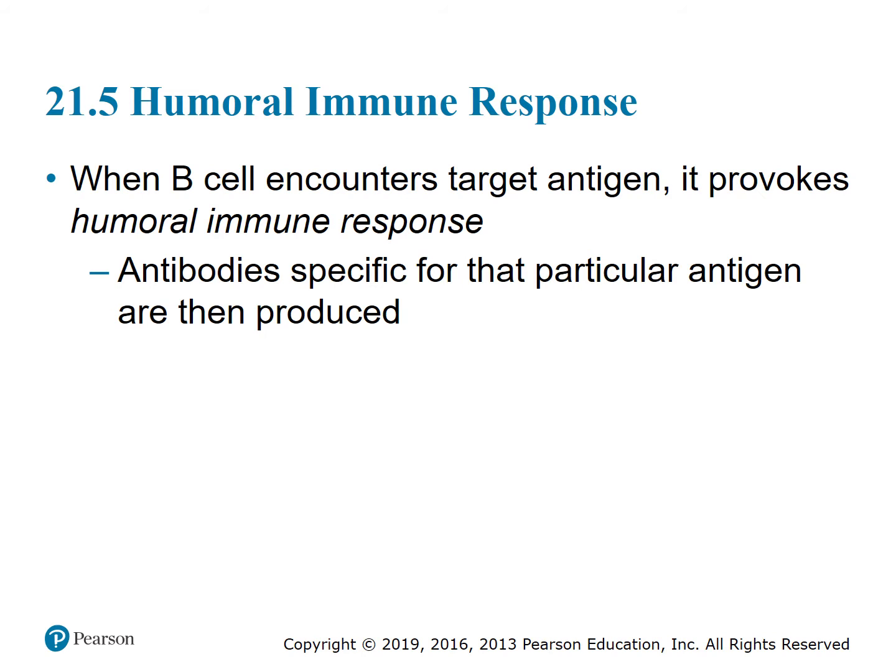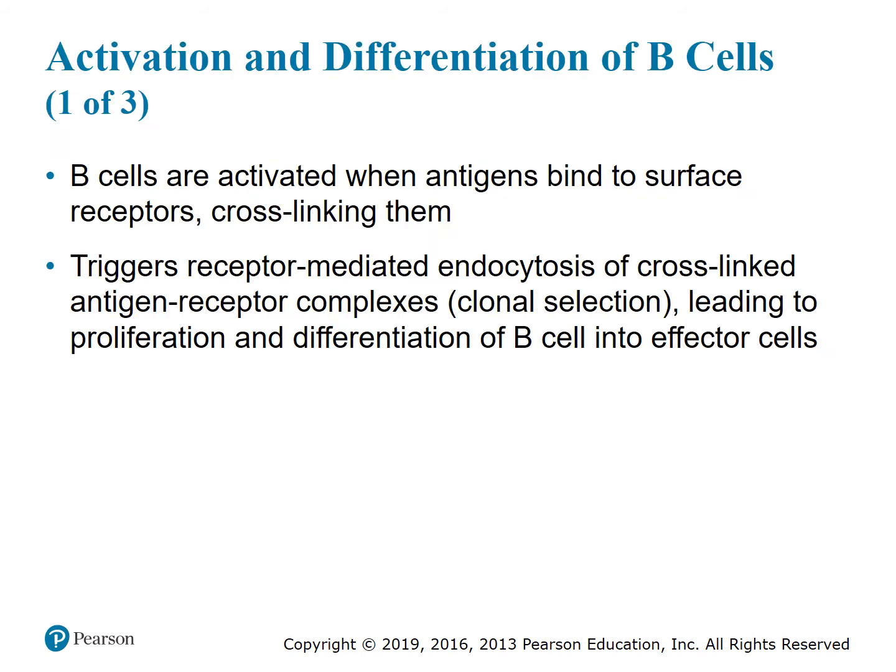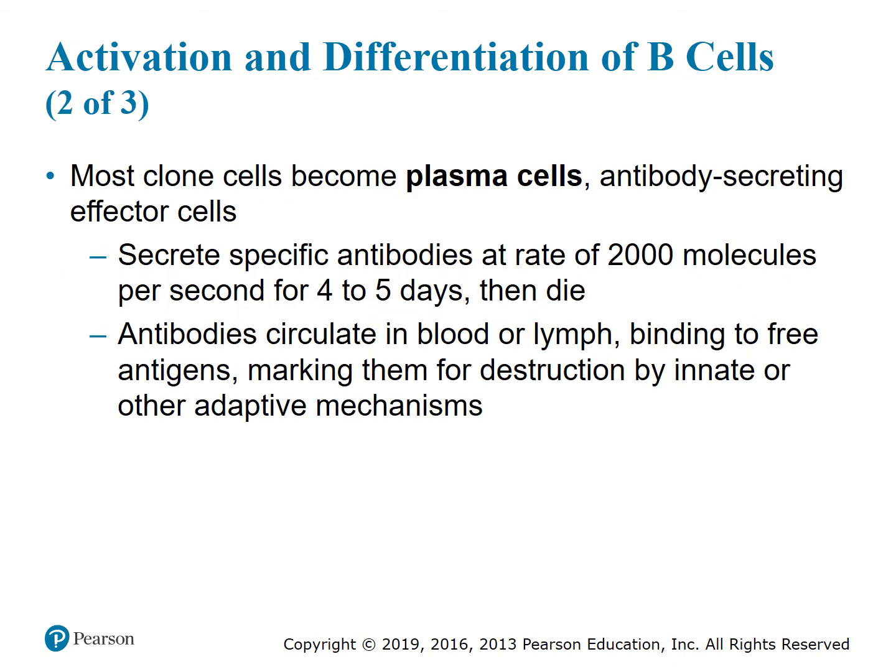So when a B cell encounters a target antigen, it provokes a humoral immune response. So antibodies specific for that particular antigen are then produced. B cells, so activation and differentiation of B cells. B cells are activated when antigens bind to surface receptors, cross-linking them. And it triggers the receptor-mediated endocytosis of cross-linked antigen receptor complexes in clonal selection, which leads to proliferation and differentiation of B cells into effector cells. Most clone cells become plasma cells, which are antibody-secreting effector cells.